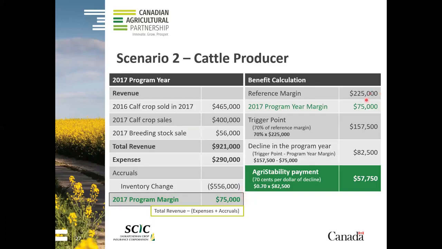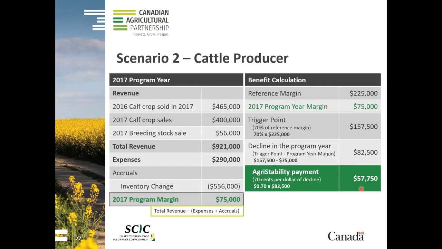So when we look at calculating their benefit, this producer's reference margin from their 5 years worth of historical information is an average of $225,000. Their program year margin, which we just calculated, was $75,000. Their trigger point, which is 70% of their reference margin, is $157,500. So the decline in the program year is the trigger point minus the program year margin, which equals $82,500.